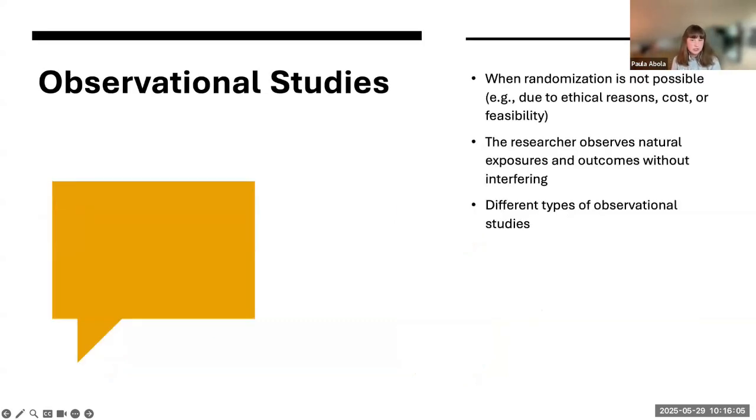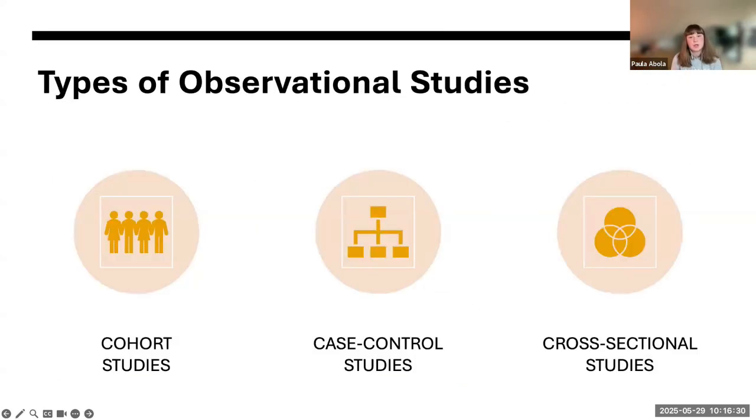Further, we move to observational studies. These happen when randomization is not possible. And sometimes it can be due to ethical reasons, cost, or feasibility. And then researchers turn to these observational studies. Here, as of course the name already mentions, the researcher observes natural exposures and outcomes without interfering. And there are different types of observational studies.